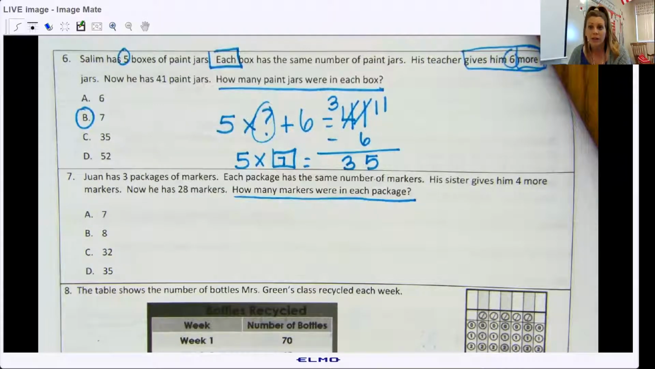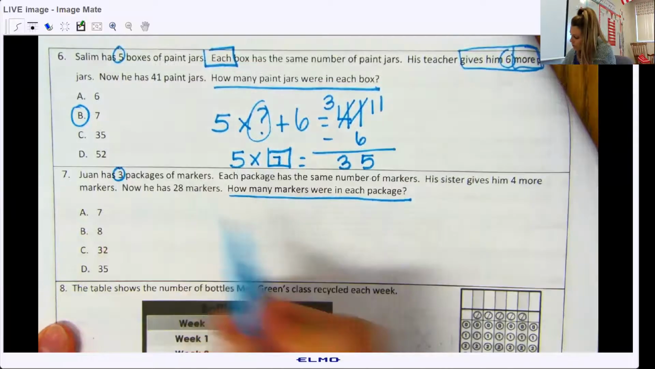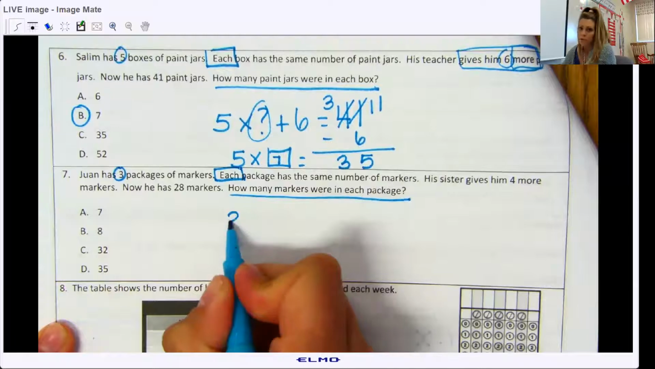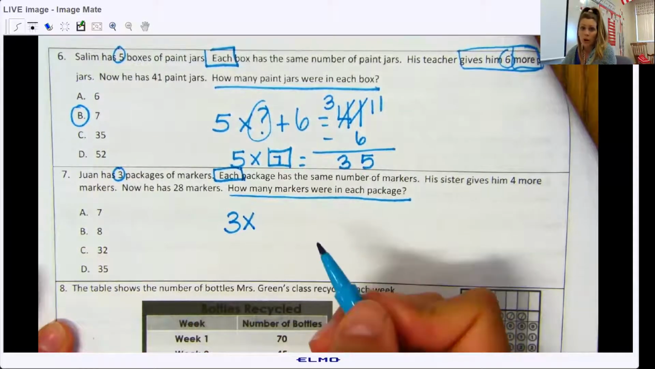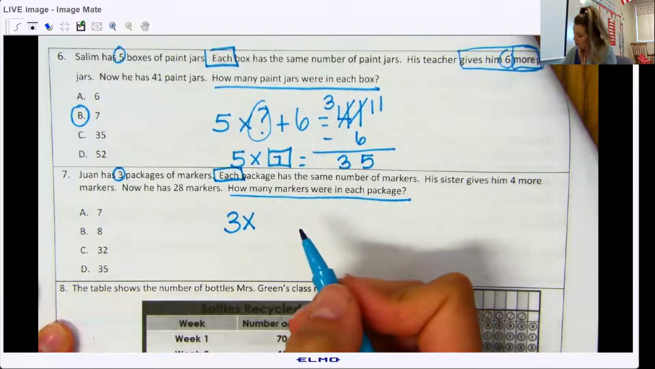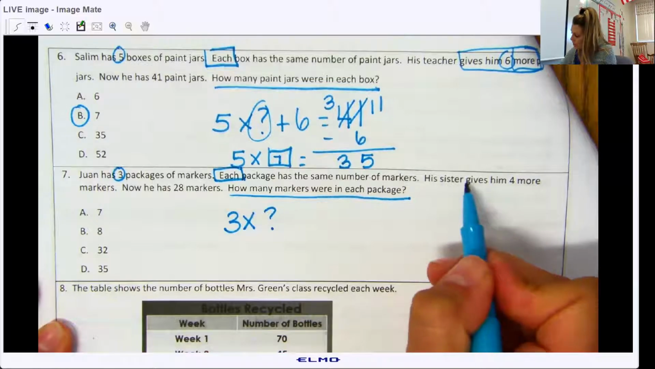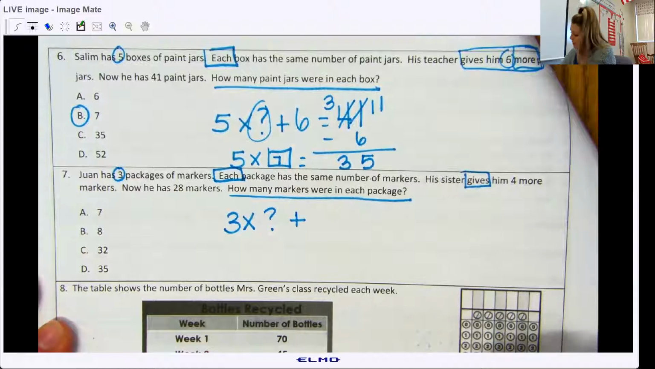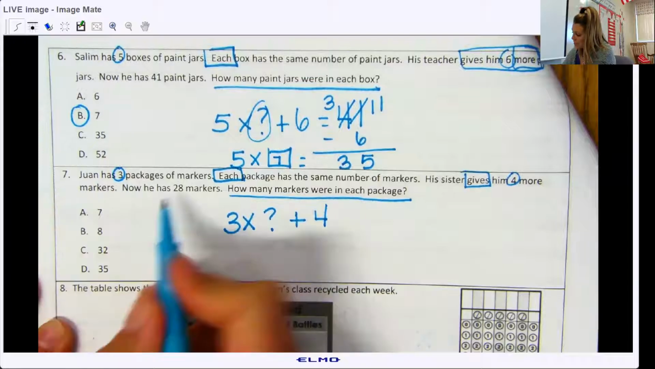All right, hopefully you have solved it. If not, push pause. Let's think and let's work. So Juan has 3 packages of markers. Again, each package has the same number. So we know he has 3 packages. We know each stands for multiplication. Do we know how many are in each package? No, that's where we can put that in. But then what happens? His sister gives, that stands for plus how many more? 4.